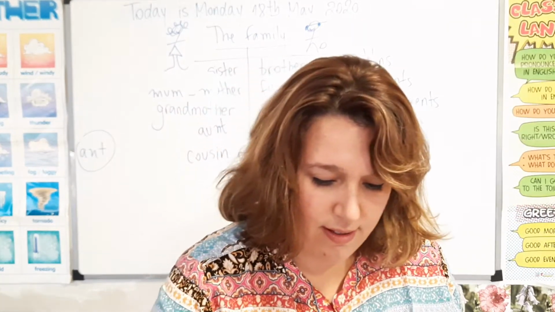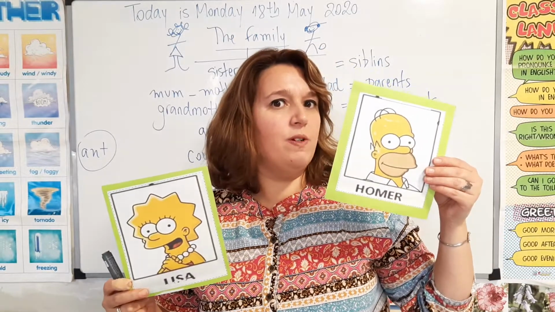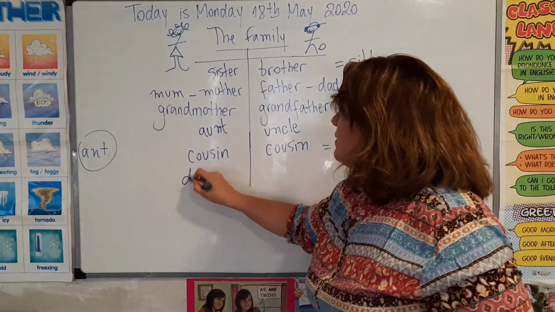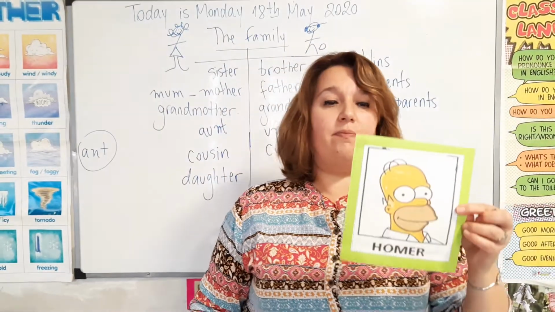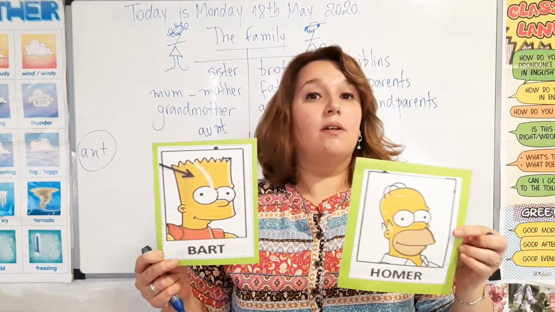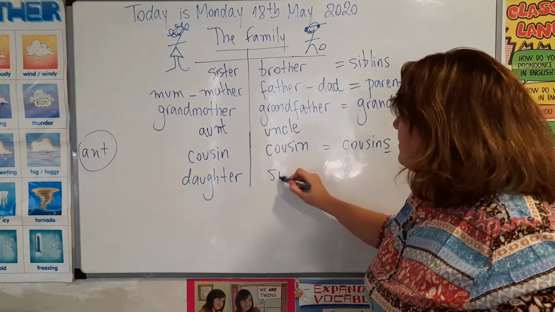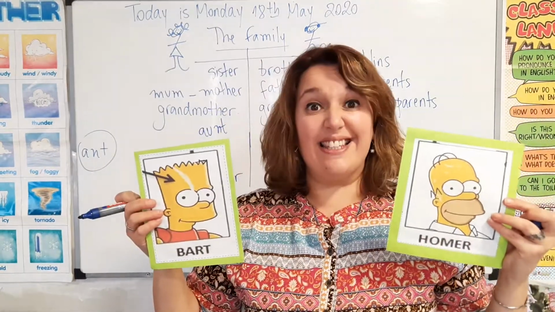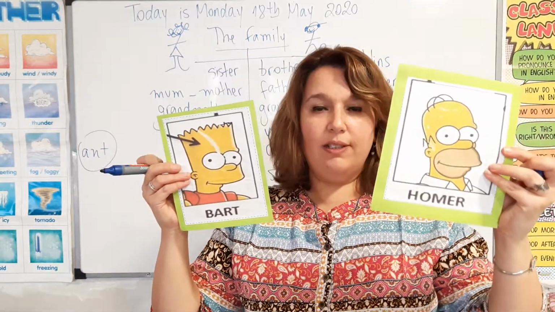Now, let's talk about another relationship. What about, for example, we say Homer is Lisa's father, yes, but Lisa is Homer's daughter, yes. But we can also say, what about this? We can say Homer is Bart's father. And Bart is Homer's son. Son. Yes. So he is his son. Homer is Bart's father and Bart is Homer's son.